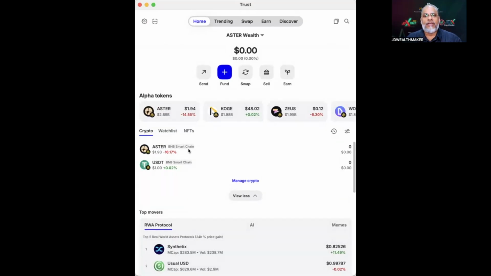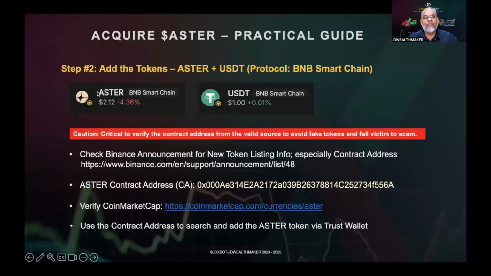Okay, great. Now I have already completed the second step, which is adding the ASTER token and also USDT. I also included the icon here, so that you don't make a mistake. Can you see that? USDT, BNB Smart Chain, ASTER, BNB Smart Chain, right? So that you don't make a mistake. Now let's proceed to the third.